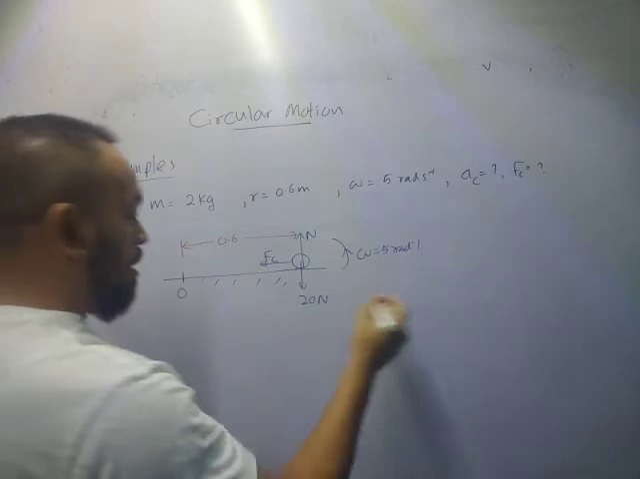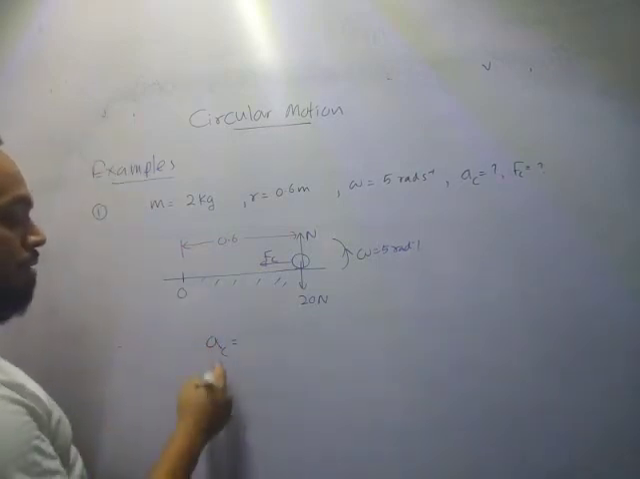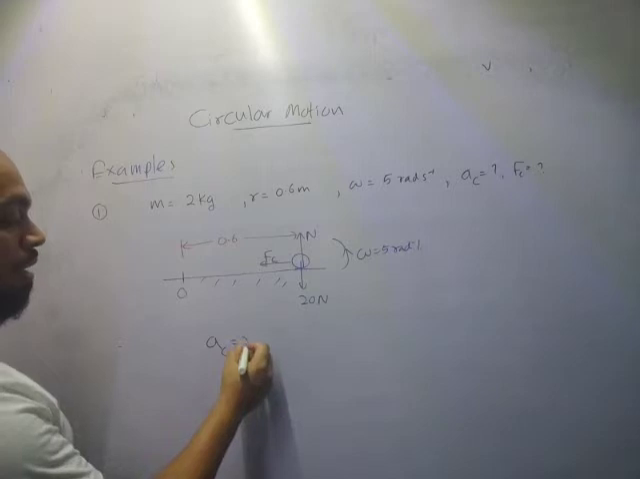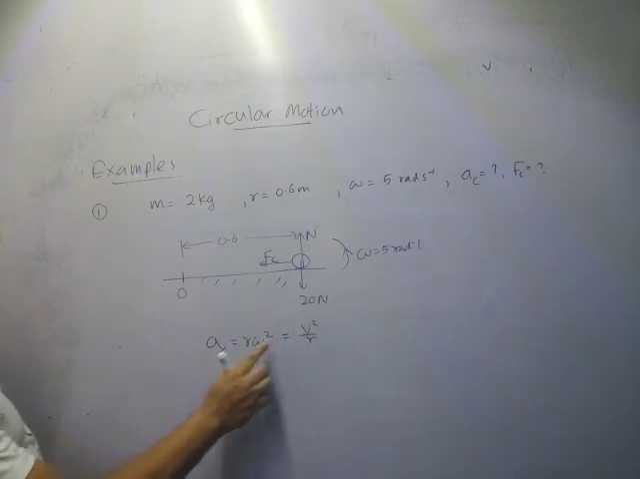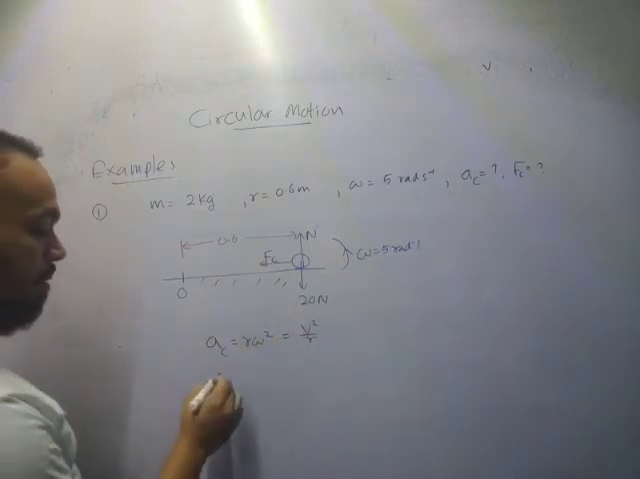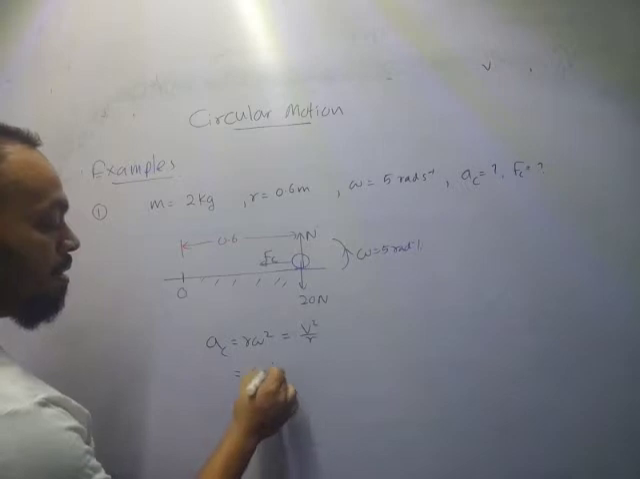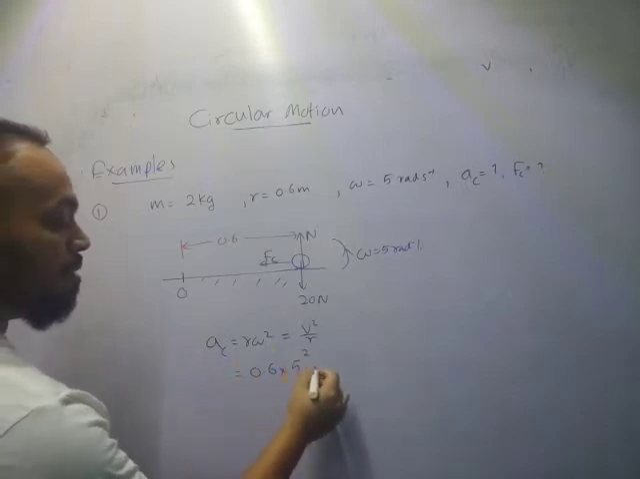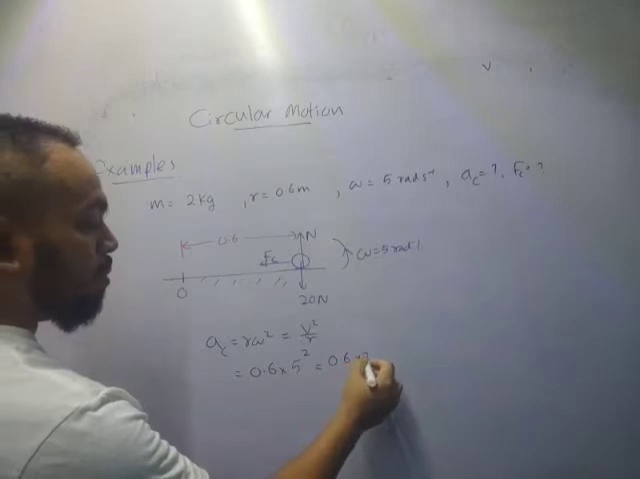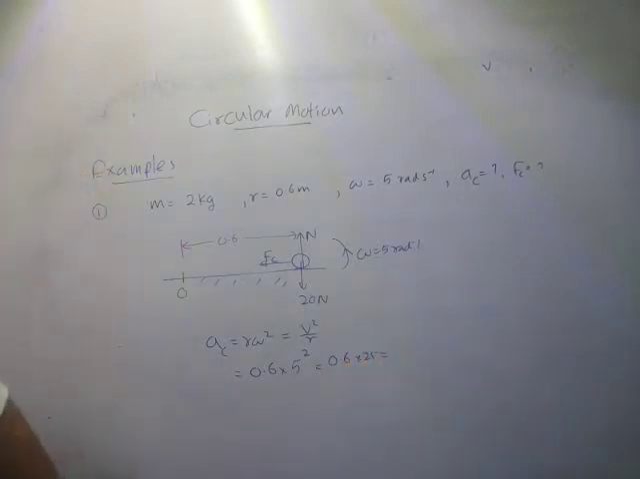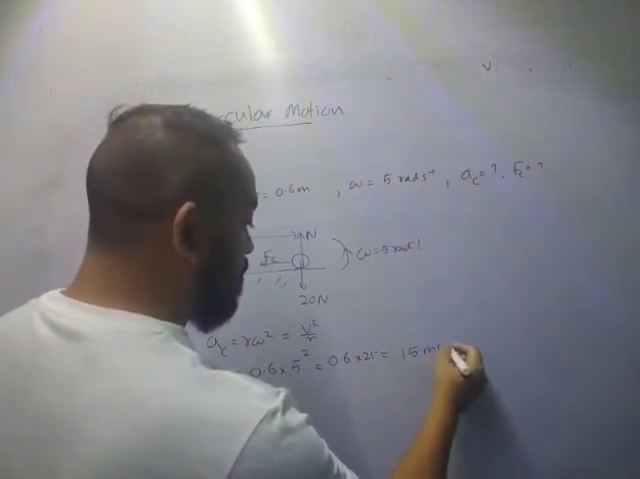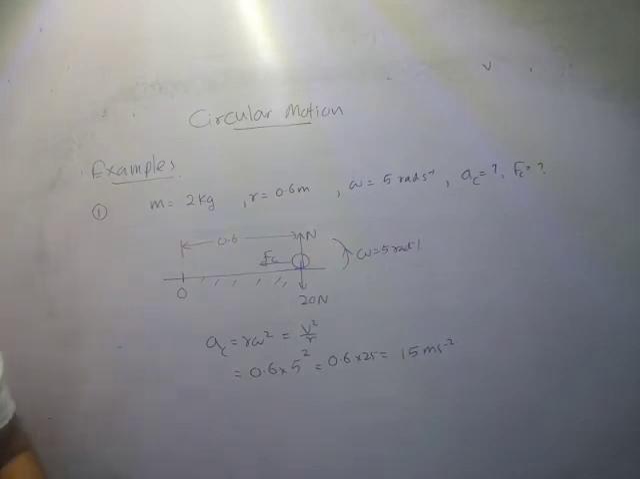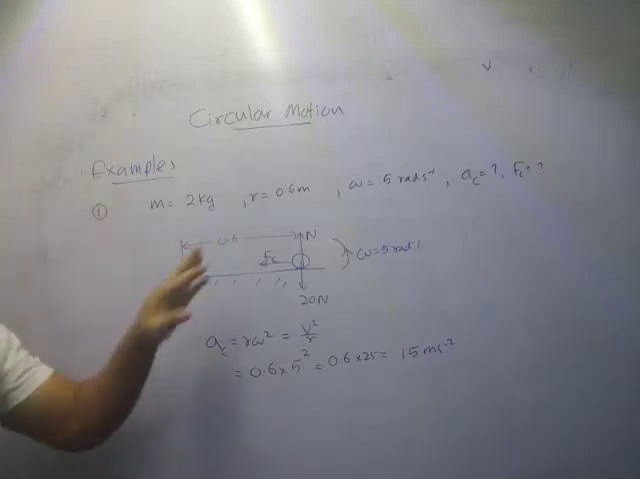Now you know that we have two equations for centripetal acceleration, that is r omega squared or v squared over r. Now v is not given, omega is given, so I'm going to use this one instead. R is 0.6, omega is 5, so this is 5 squared, so 0.6 into 25. So the answer is 15 meters per second squared. I'm taking quick examples from Dance Pereira's book, so I have to give credits to him.